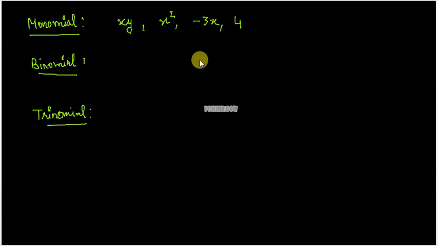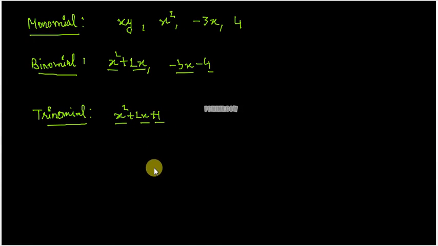That is a monomial. But if I have an expression with two terms, that will be a binomial, like x square plus 2x. That's a binomial because there are two terms. And minus 3x minus 4 is again a binomial with two terms. And as the name suggests, if an algebraic expression has three terms, it will be a trinomial, like x squared plus 2x plus 1. I have three terms.